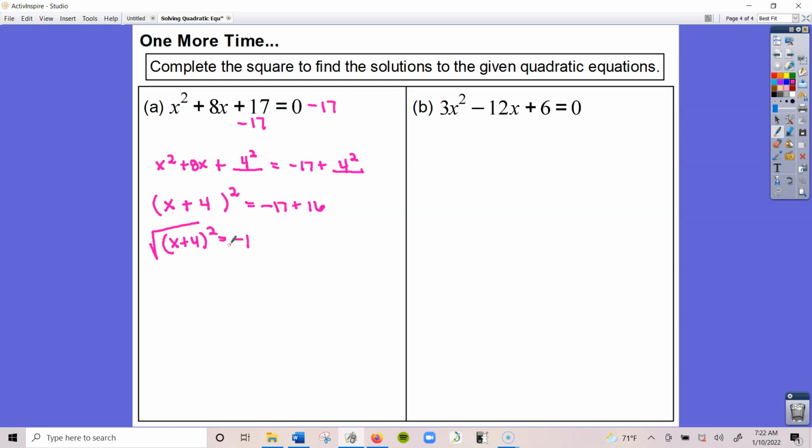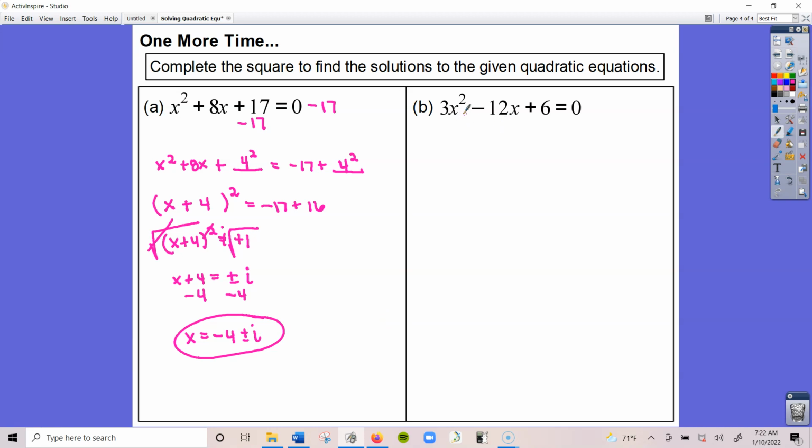Square root both sides, we get x plus 4 equals plus or minus the square root of negative 1, that is i, with no square root, because if I make it positive and bring out i, the square root of 1 is 1, so just plus or minus i. And next, subtract the 4. So x is going to equal negative 4 plus or minus i.